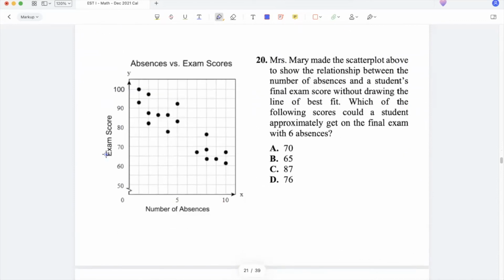Mrs. Mary made the scatter plot above to show the relationship between the number of absences and a student's final exam score without drawing the line of best fit. Which of the following scores could a student approximately get on a final exam with 6 absences? Okay, so let's try and draw some sort of a line of best fit. So something like this. So 6 absences will be here somewhere, about 75, right? So the one which is closest to 75 would be 76.